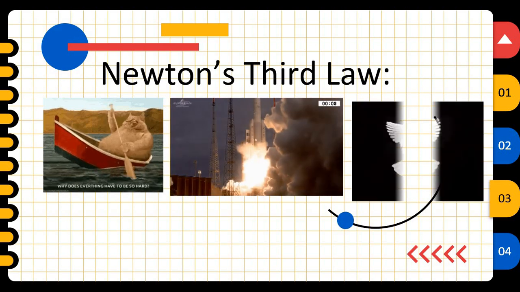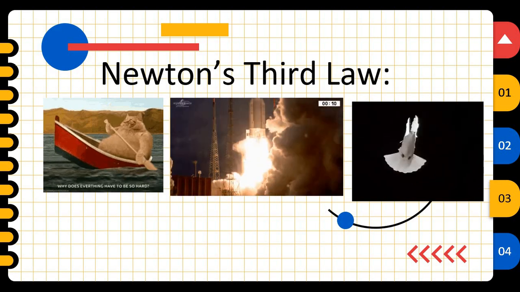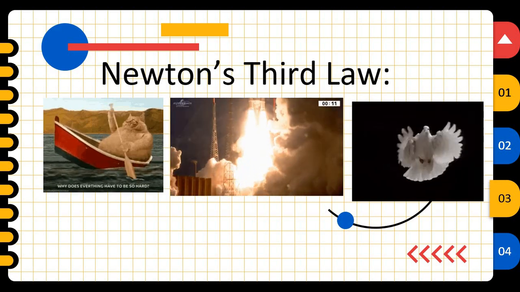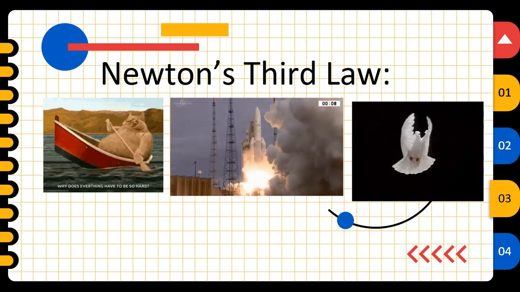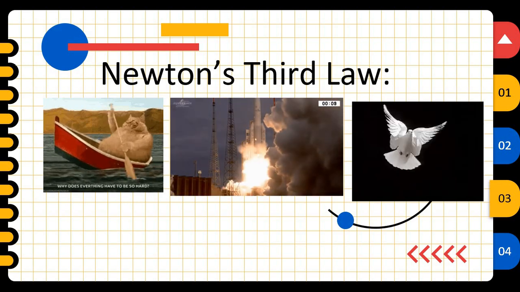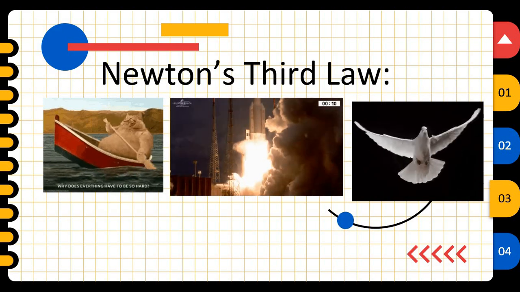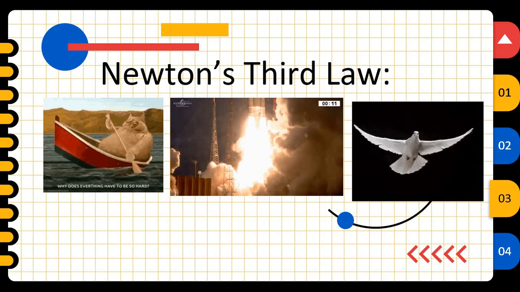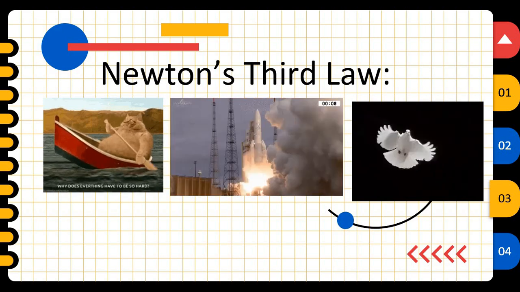Aside from that, this bird, the dove. As the dove's wings move downward, the air beneath is pushed downward as well, and the movement of the dove is upwards, and vice versa. If the wings of this bird are pushed upwards, then the air is also pushed upwards, and the movement of the bird will be downwards.